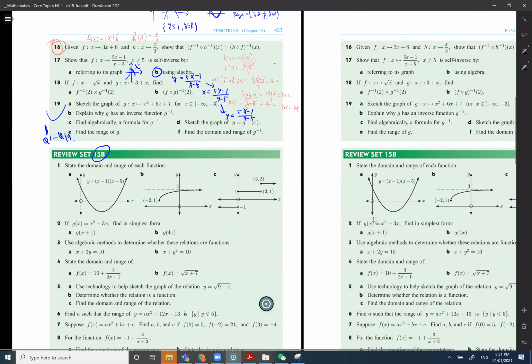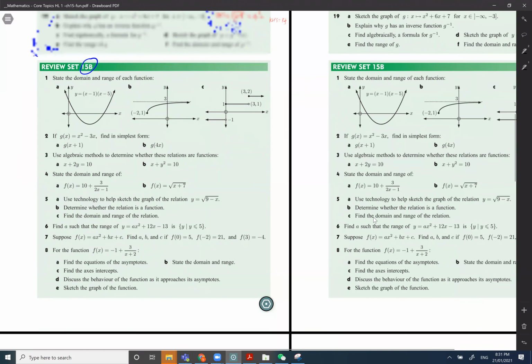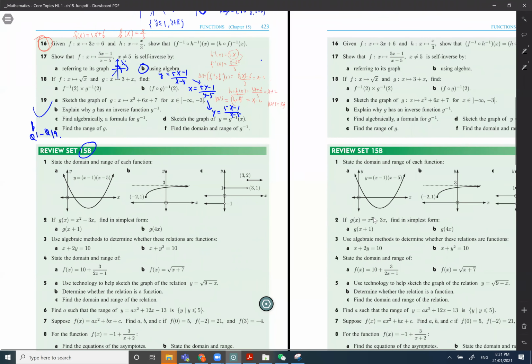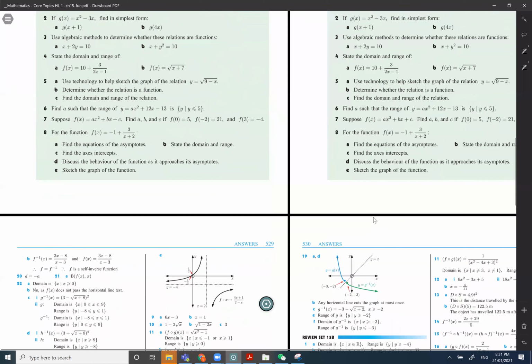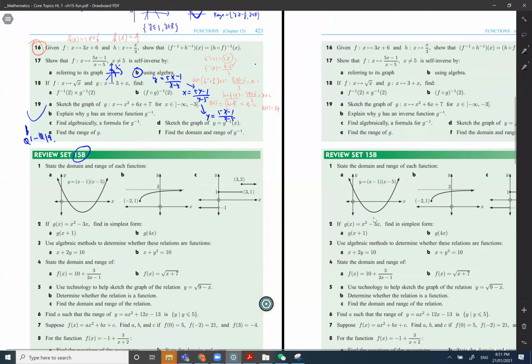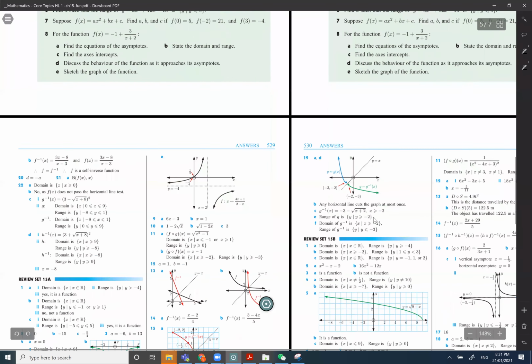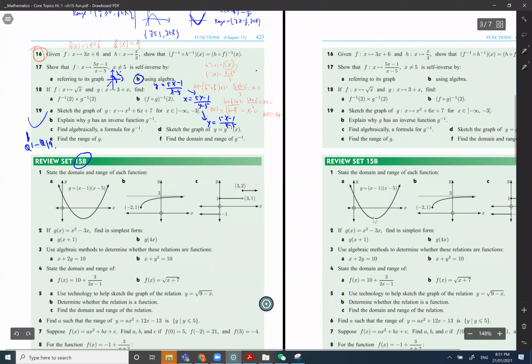Okay. Answer. Oh, what? I made a mistake. These 2 pages are the same. You got the same pages? Oh, so less homework. Okay.